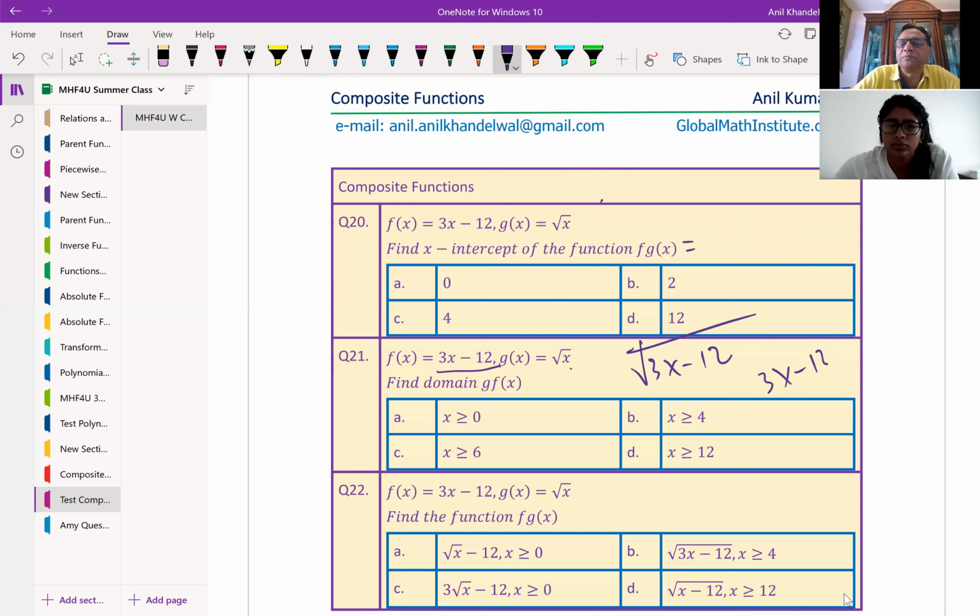3x minus 12 should be greater than or equal to 0. 3x should be greater than or equal to 12. x should be greater than or equal to 4. So you got the domain. Is that clear? Yes.